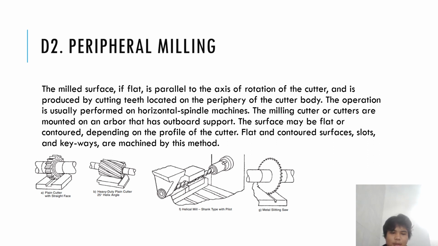So if you can see here, this part can be flat or contour, but it depends on the cutter. So when you see like this, the cutter is like this. This is the cutter, and this is the work part. So the work part is gonna be angled, become like this. So the work part is gonna be angled there.